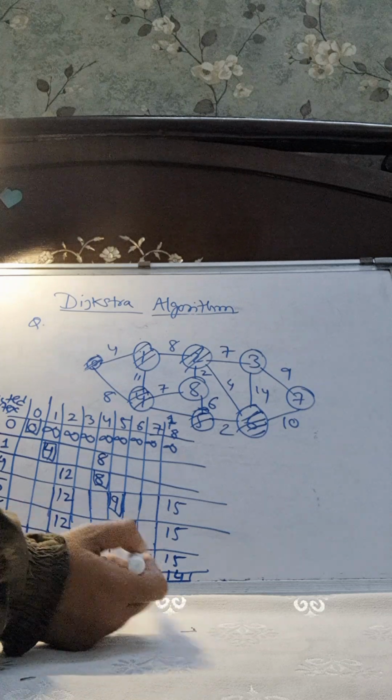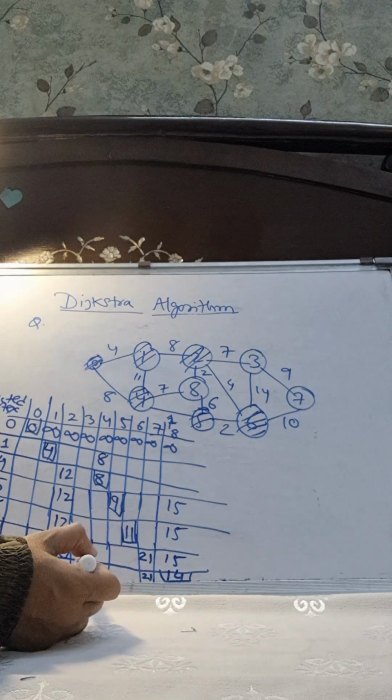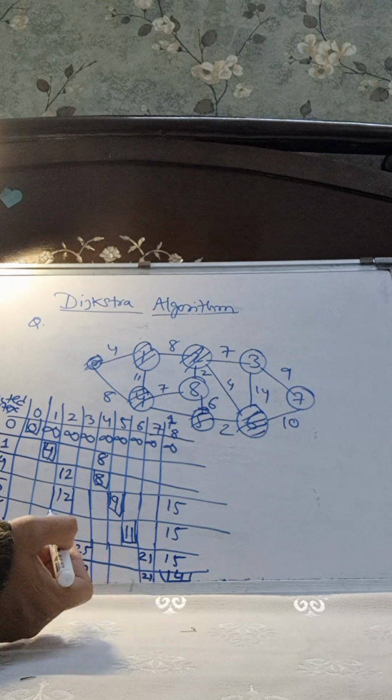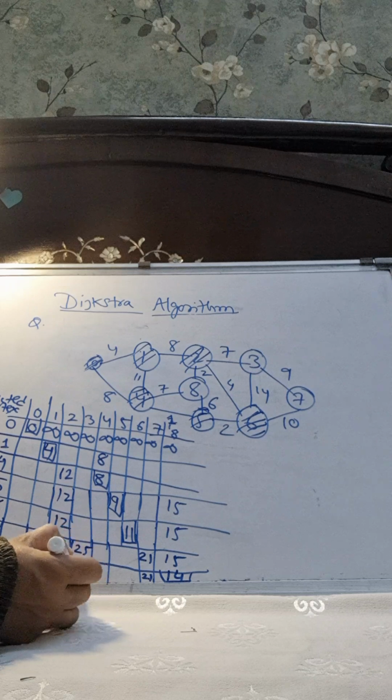So 8 we have selected. Now after 8, what else is remaining? One is 19 and one is 21. Which one is less? 19 is less.